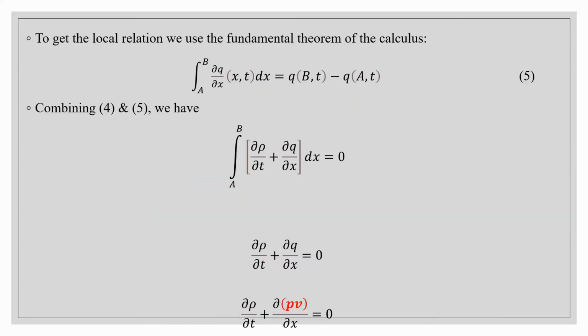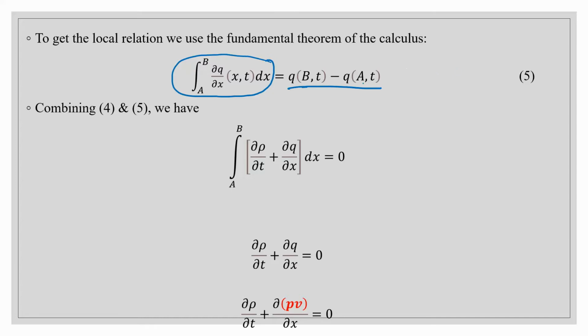Now obviously by the fundamental theorem of calculus I can write this integral equal to this minus this, right? If I have an integral like this, then obviously we will integrate this, I will get q and then I will put in the upper limit minus the lower limit. So just by following the fundamental theorem of calculus I have this result, equation number 5.